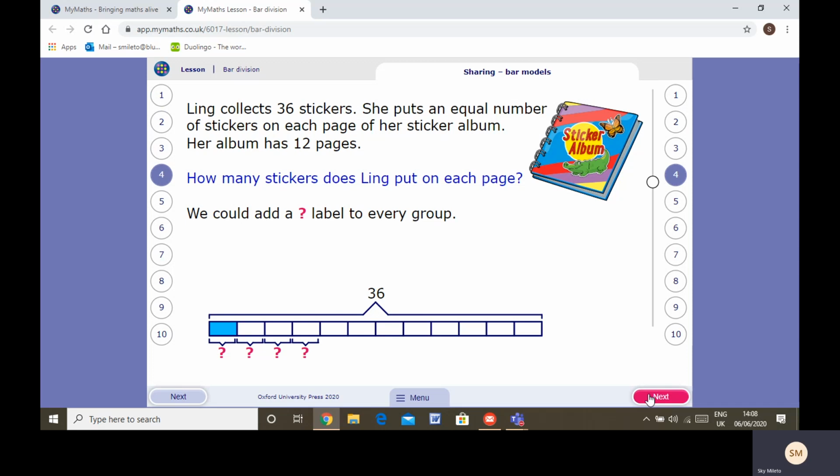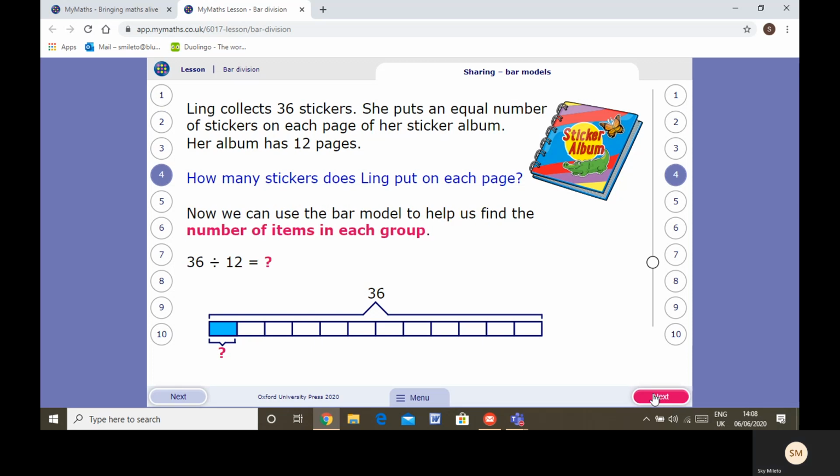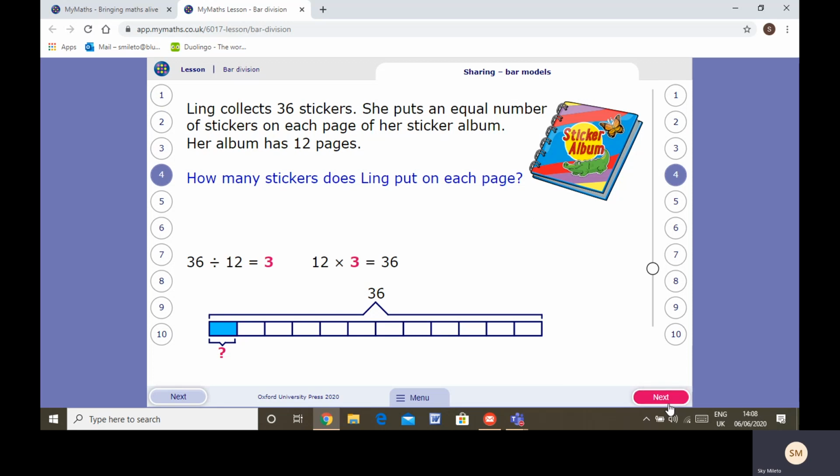because we want to know how much is in one. We can label all of them. Okay, so we're doing 36 stickers. We know we have 12 pages, so we know we have to do 36 divided by 12. And if you know that 12 times what equals 36, 12 times 3 equals 36. So each page has 3 stickers.